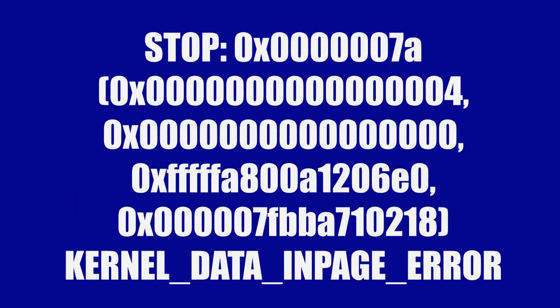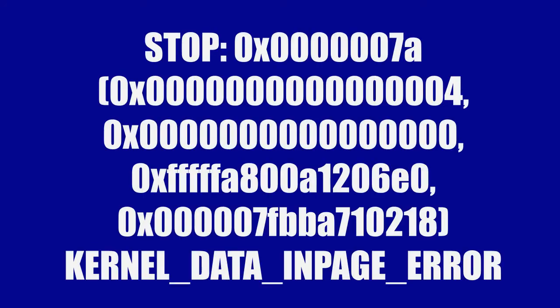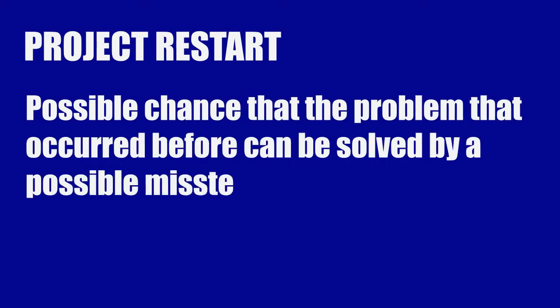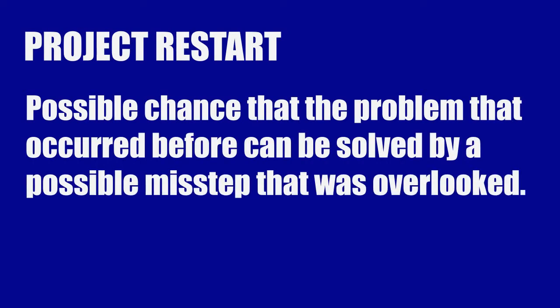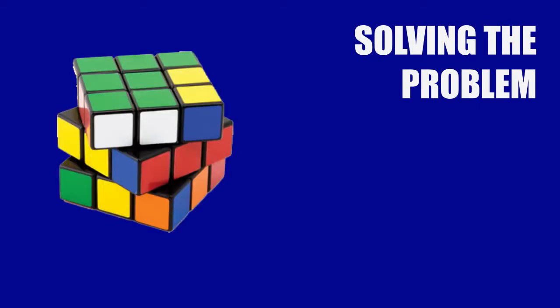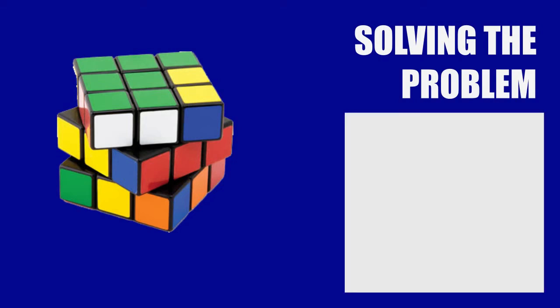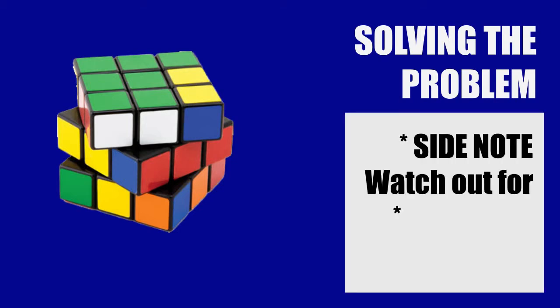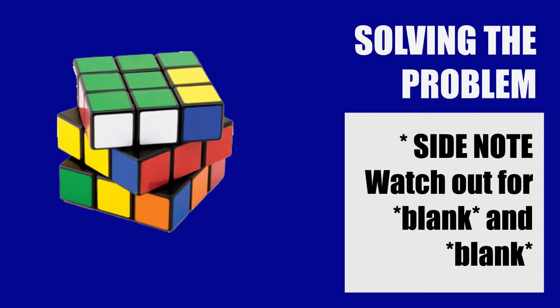There may be a time when a problem just can't be solved, and you might have to find a way to go in another direction. If that is the case, some parts of the work may have to be restarted. When restarting, there can be a possible chance that the problem that occurred before can be solved by a possible misstep that was overlooked. Otherwise, you want to keep trying to solve the problem as time permits until it is done correctly. Any sort of error or nuisance that occurs should be noted for future reference in case this were to happen again sometime in the future.